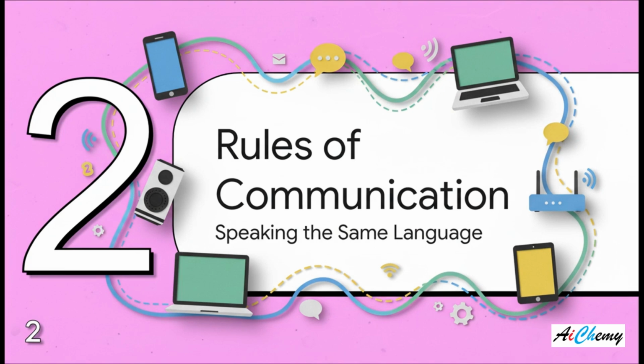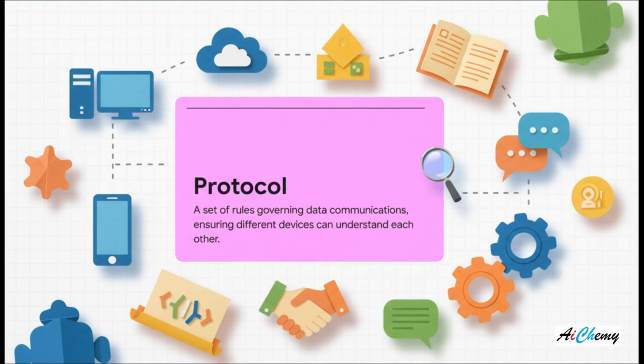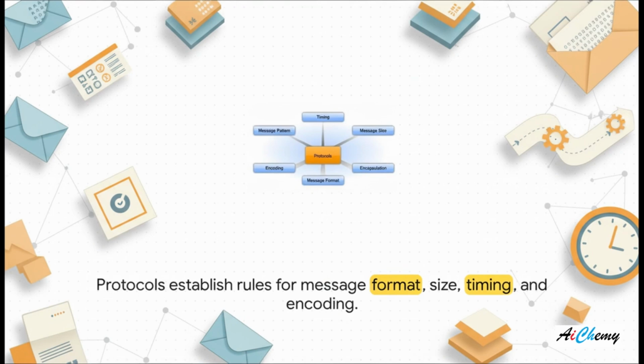So you've got to wonder, how do all these different devices, made by tons of different companies, all manage to understand each other? Well, that brings us to the rules of the road. The secret sauce is something called a protocol. You can think of it like a shared language, or maybe a set of etiquette rules for devices. It's a strict agreement on how data needs to be packaged and sent, making sure that communication goes off without a hitch.